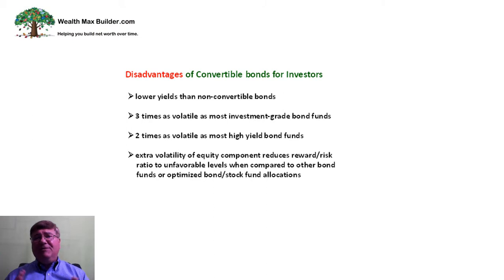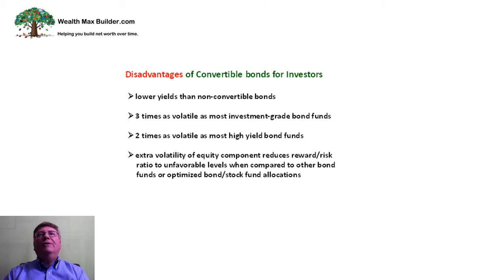Now, this being a chapter on dubious investment strategies, you won't be surprised to see that there are quite a few disadvantages with converts. First of all, they're giving you lower yields at the outset because in return the company is giving you potential upside in an options contract. And because of that extra options or equity feature that's attached to the bond, converts exhibit 3 times as much volatility as the average investment grade bond. And they're 2 times as volatile as most high-yield bond funds.